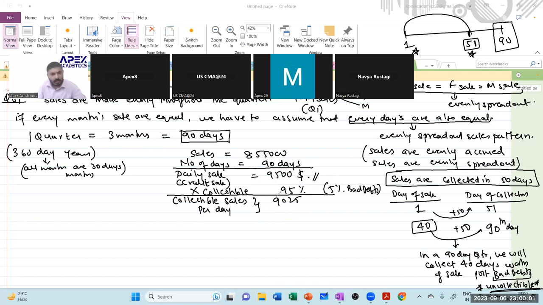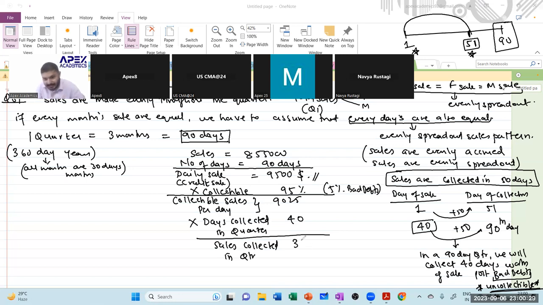In this particular quarter, you are going to collect 40 days worth of sales. I will write here, multiplied by days collected in quarter. How many days are collected? 40 days are collected. So what is the sales collected in the quarter? 3,61,000. 3,61,000 is the right answer. These are the sales that you have collected in the quarter.